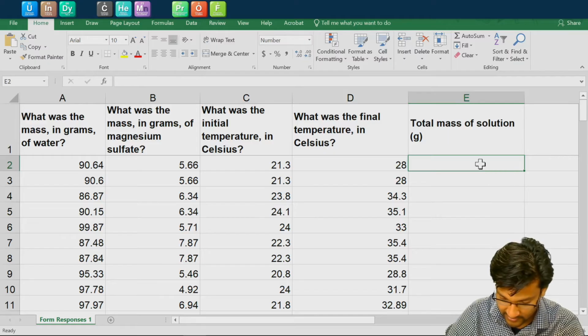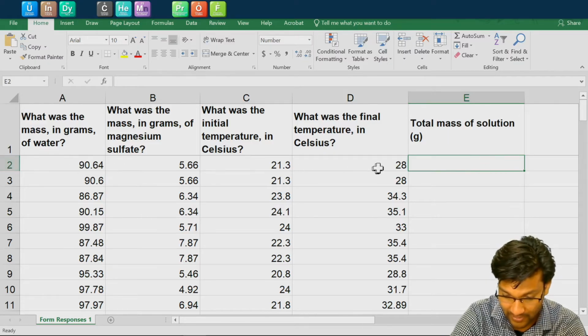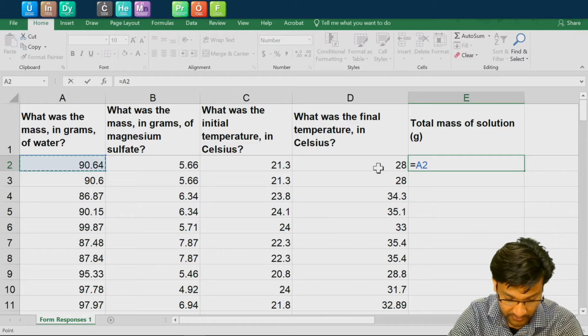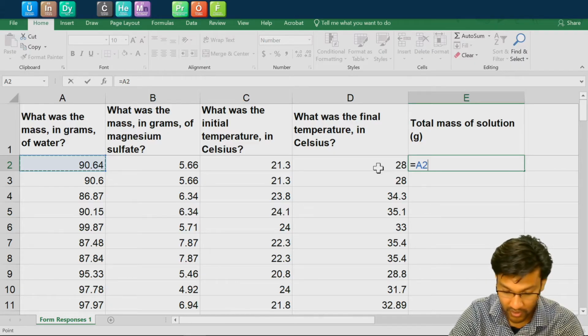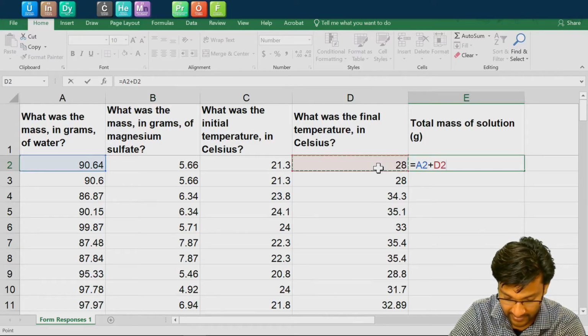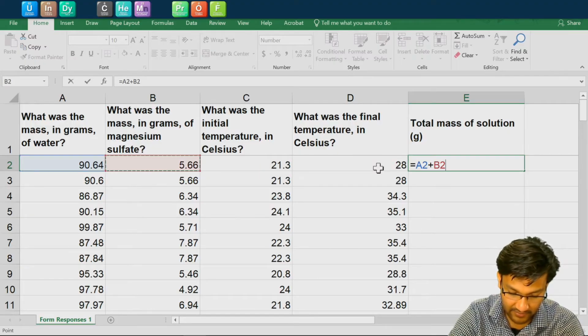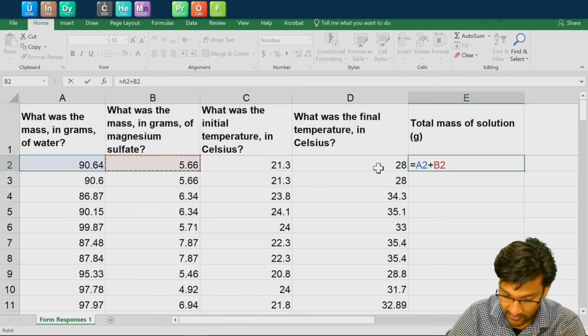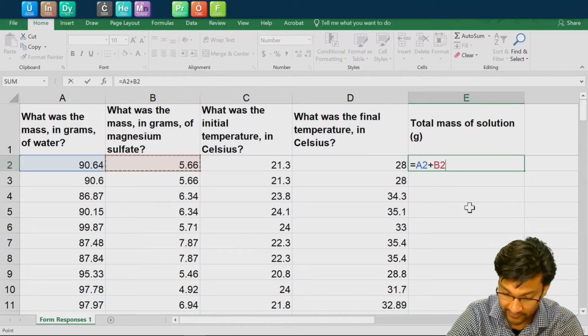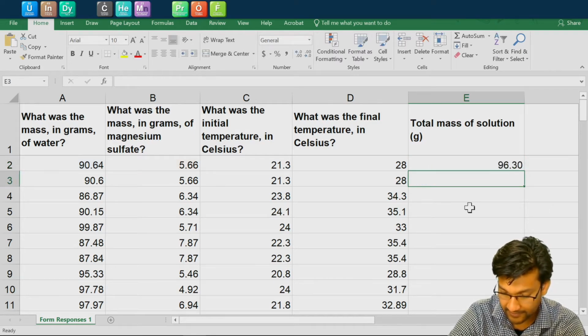So this is the first line with our trial. I'll press equal. I will scroll over to the left by pressing the left arrow key until it says A2. That's where the mass in grams of water is, right? And I'll press plus to add that. I'll scroll to the left again with the left arrow key, and this is the mass of the solute, the magnesium sulfate. Notice that the formula pops up in the cell that we're working with, but also up here in this line: equal to A2 plus B2. That's what we want to add, the mass of the water and the mass of the magnesium sulfate. That will give us the total mass of the solution. So I press enter, and look at that. It added it for me.